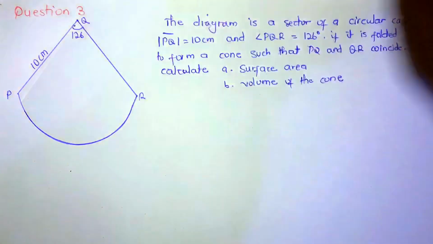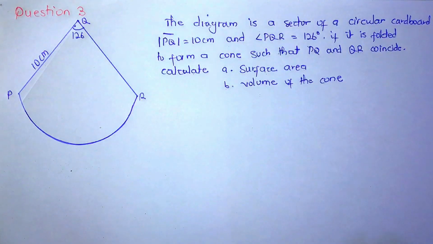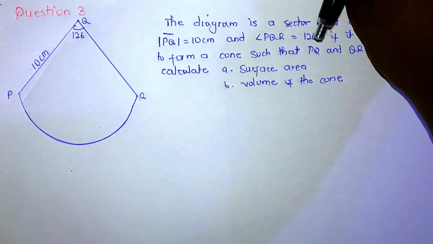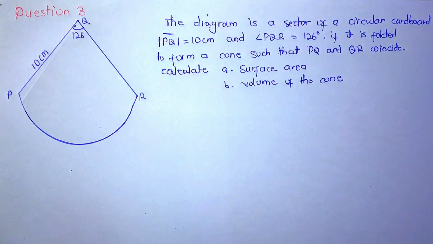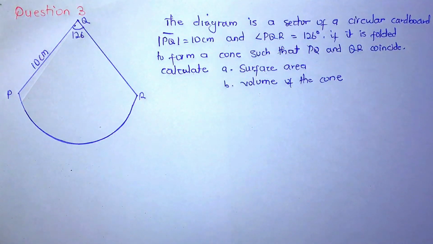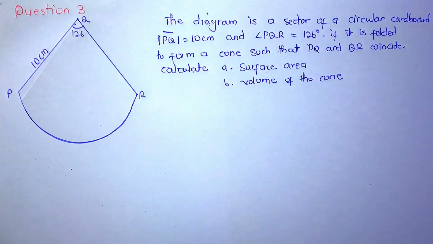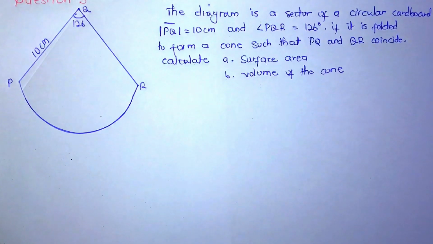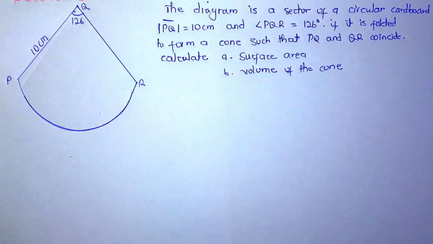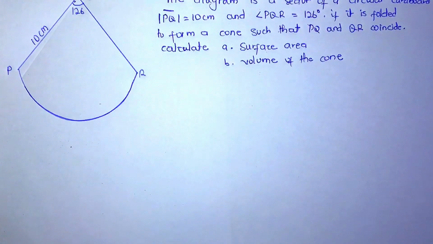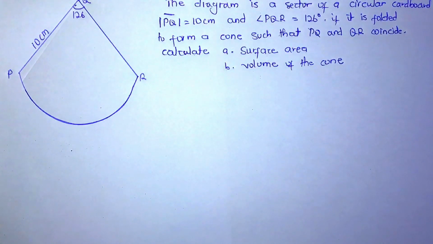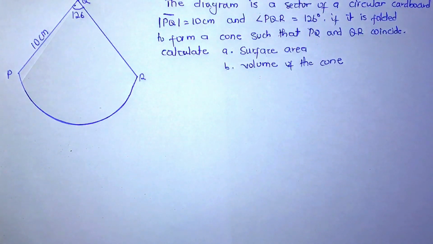Now, before we can get the surface area of the cone, we have to know the radius. And before we can get the volume of the cone too, we have to know the height of the cone. Okay, so I'm going to draw two diagrams here and I will describe those diagrams. So, solution.